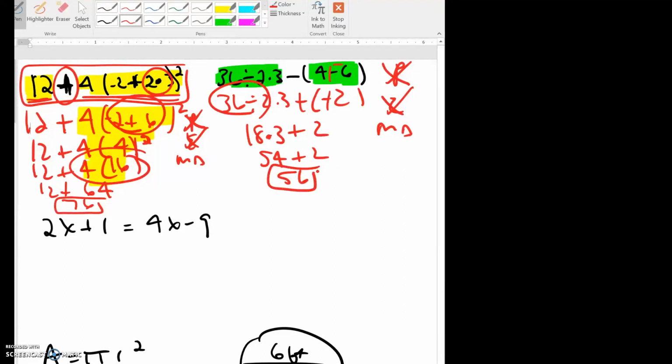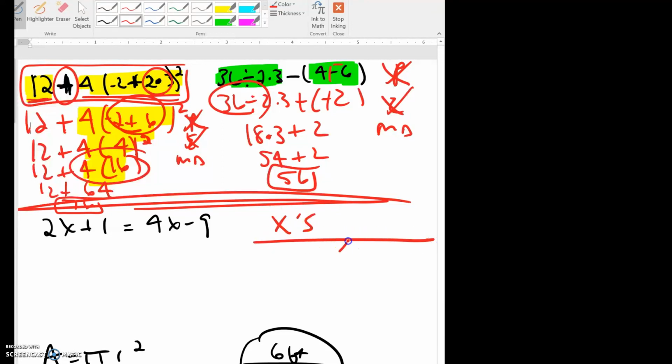All right, the next one asks you to explain how to solve this equation. So your goal is to have all your x's on one side and all your numbers on another, kind of like a teeter-totter. And it doesn't matter. If you want all your numbers on this side, that's great, all your x's on this side. And the way you move things is by adding and subtracting, okay? So it really doesn't matter which way you move it. So I like to have more positive x's.